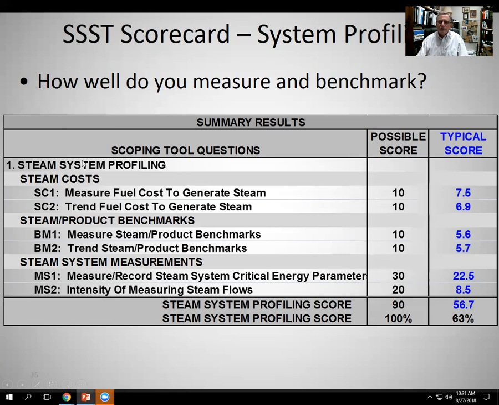And you can see all of the different categories, and just considering the categories has a considerable amount of power for people that operate these systems. So, for example, steam system profiling, steam cost, measure fuel cost to generate steam. Do you actually measure the fuel cost? Or how do you come up with that? Maybe, if all your natural gas goes to the boiler to make steam, then you've got the gas bill once a month, and you figure the utility is probably pretty good at measuring gas flows. So you get that.